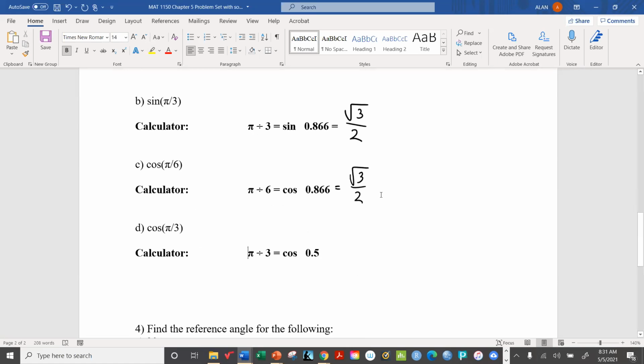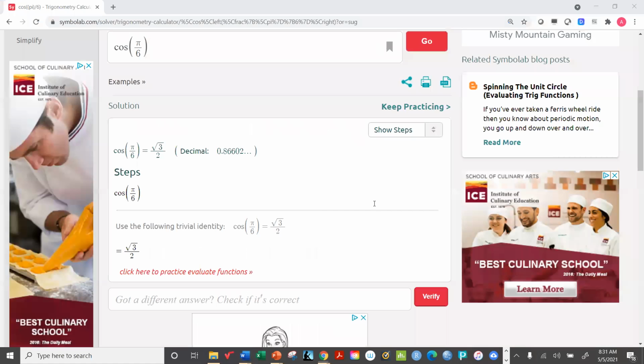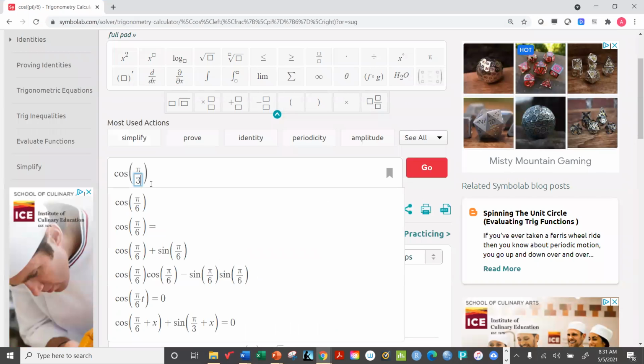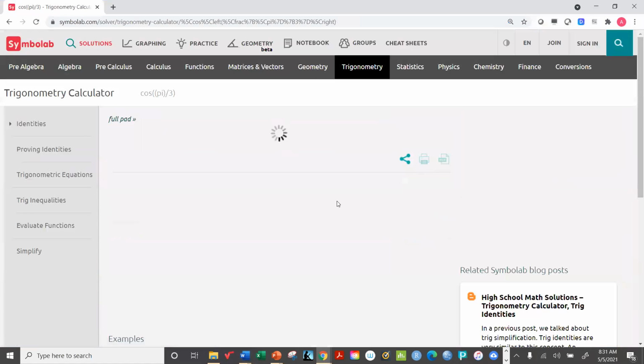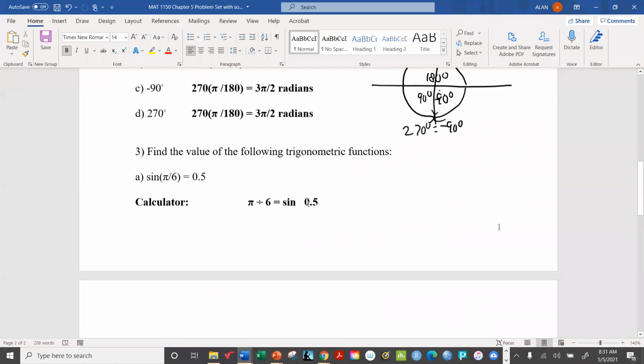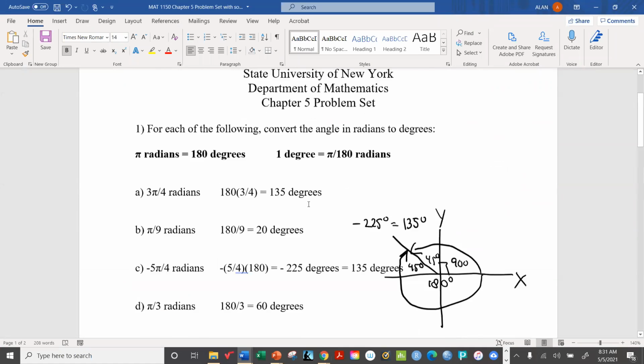Okay, and so once again, why don't we confirm it on Symbolab? Cosine pi over 3. And yes, a half. Okay, good. Beautiful. So those are done.